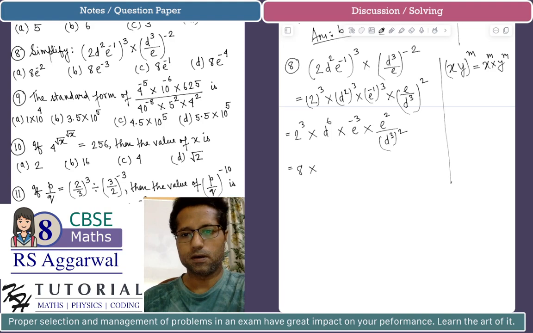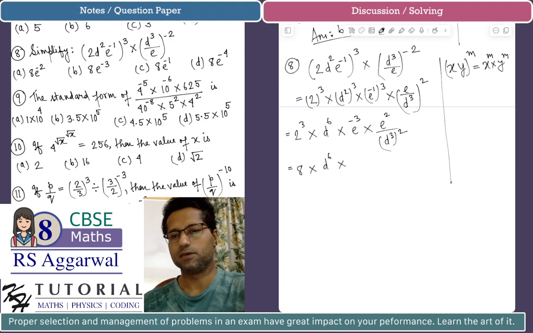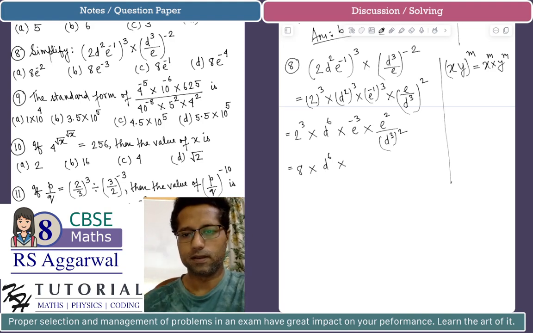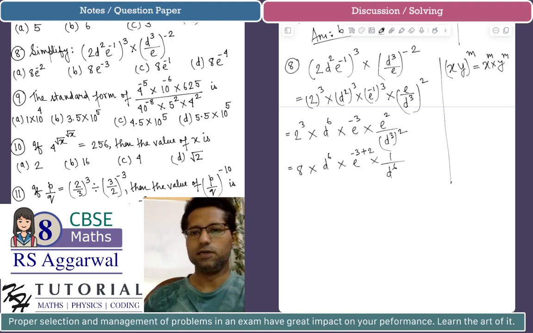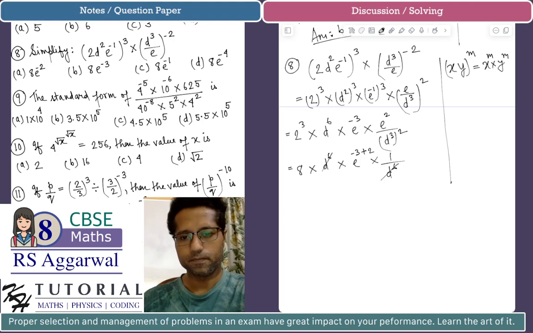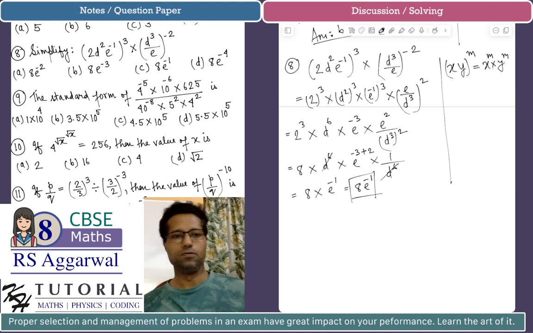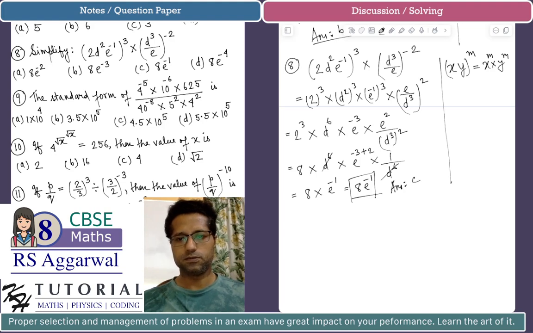We have d6, and if we merge the e to the power minus 3 and multiplied by e square, this will be e to the power minus 3 plus 2, and we have 1 by d cube raised to the power 2 is d to the power 6. So d to the power 6, d to the power 6 cancels out, and we have 8 multiplied by e to the power minus 1. So this is 8 e to the power minus 1. This should be the simplified value, and so the correct choice is C. C is the correct choice.